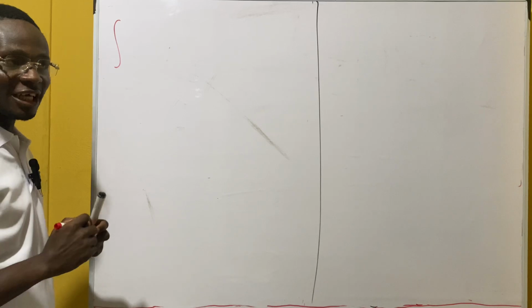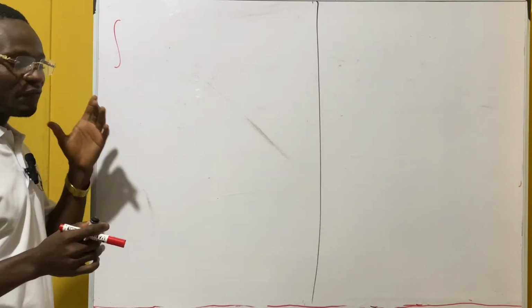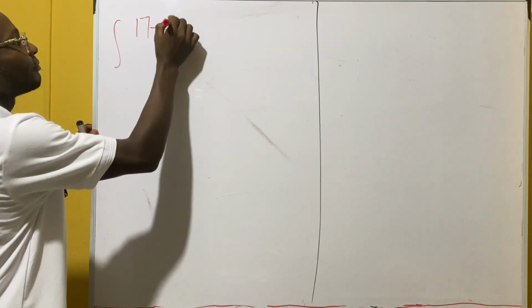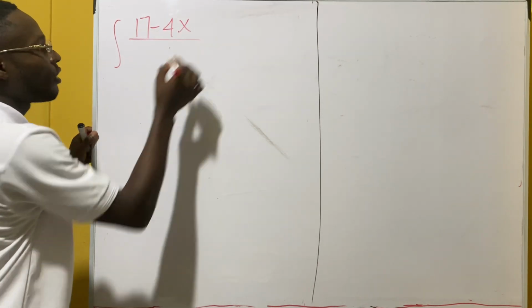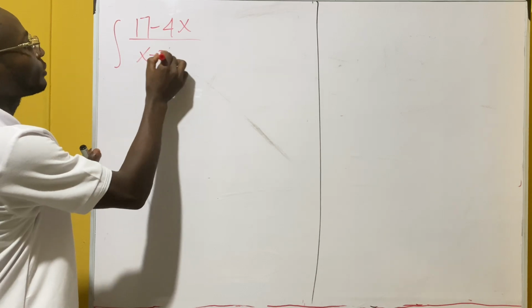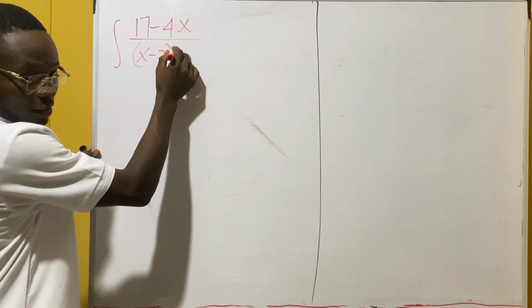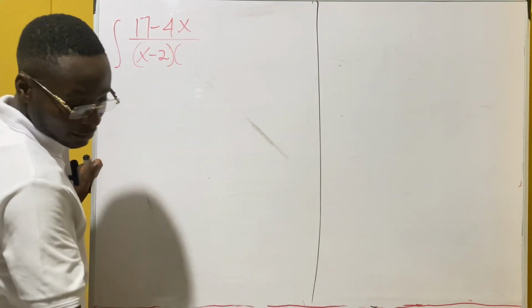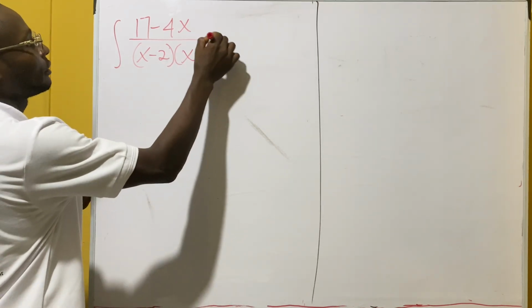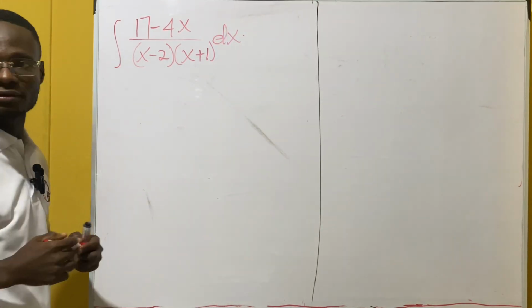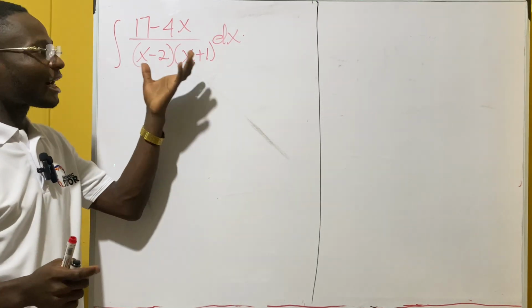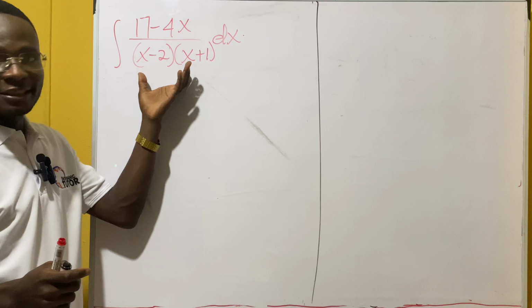So right here, let's look at our first problem, which is this right here. We want to find the integral of this particular function. Of course, we have 17 minus 4x all over x minus 2, then x plus 1, dx.